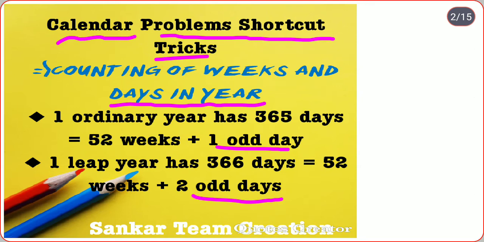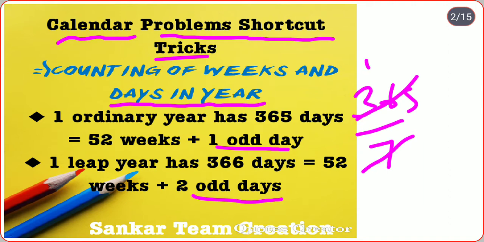That is equal to 366 divided by 7. 7 5s are 35, remaining 15. 7 2s are 14. The remainder is 1. That is equal to 1 odd day.